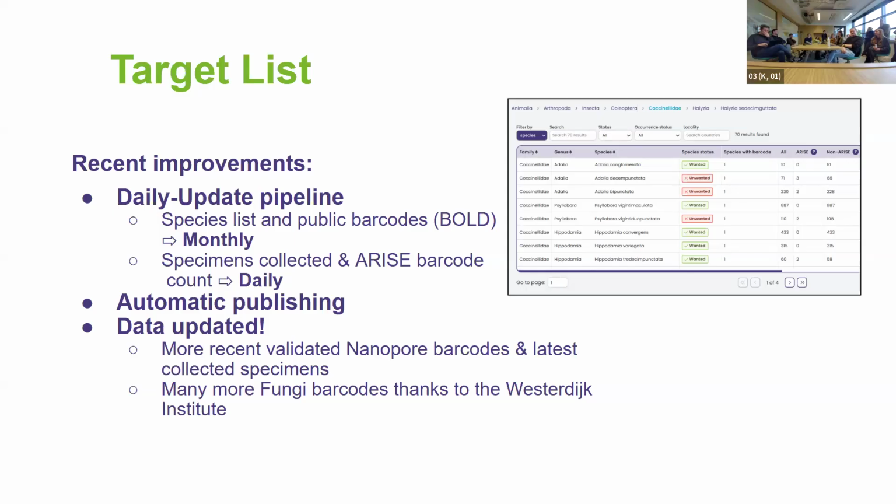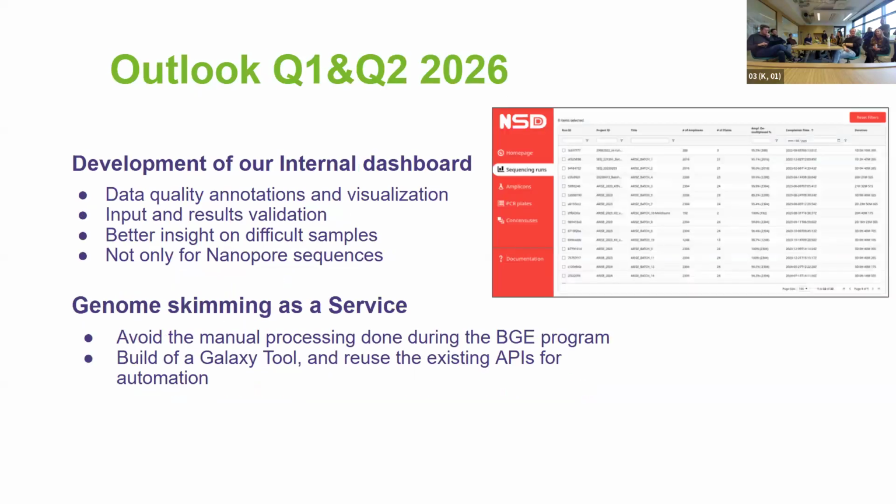And we have many more fungi barcodes from Vestadec. They provided us new data last month, and now it's added. Unfortunately, most of them are also not in the NSR. So that's something that is going to be maybe improved next year. Next slide. Yeah. So what we plan to do for the coming year.